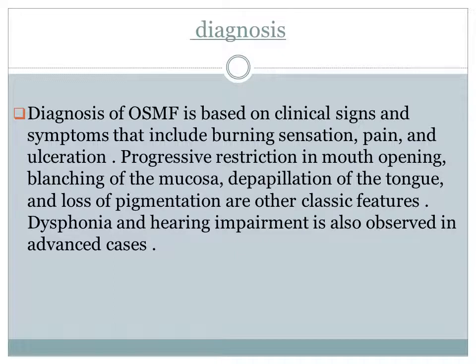Diagnosis: Diagnosis of oral submucous fibrosis is based on clinical signs and symptoms that include burning sensation, pain, and ulceration. Progressive restriction in mouth opening, blanching of the mucosa, depapillation of the tongue, and loss of pigmentation are other classic features. Dysphonia and hearing impairment are also observed in advanced cases.